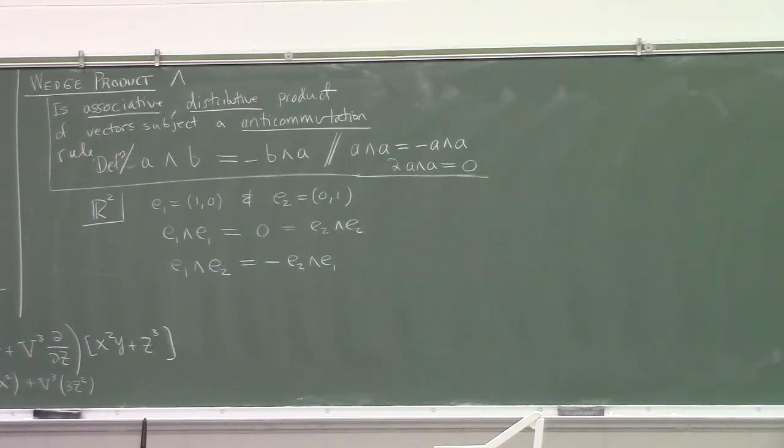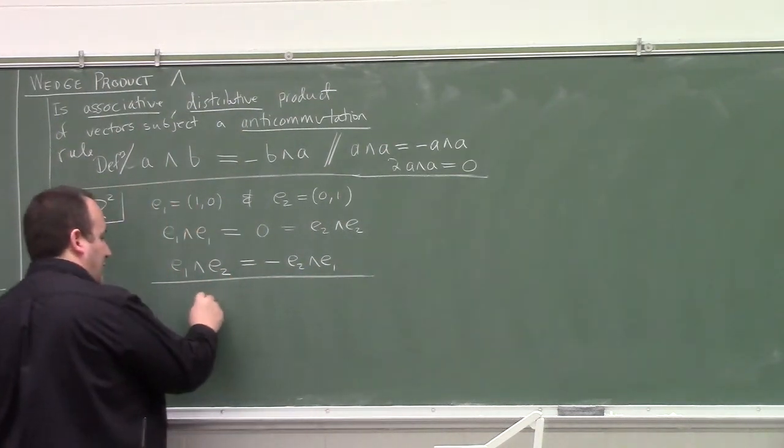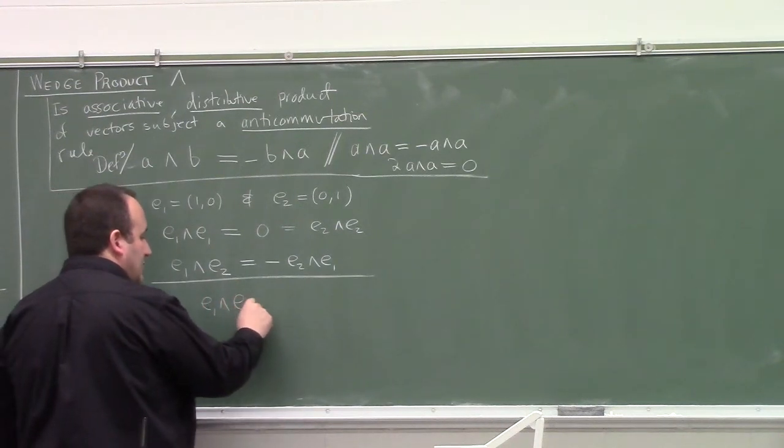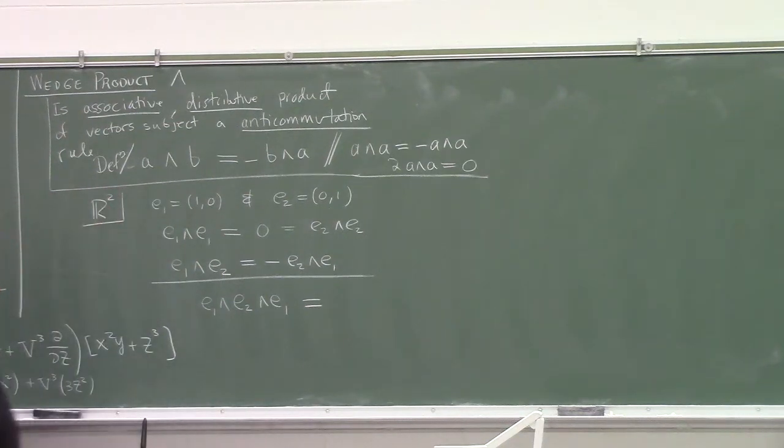Why can't you have three things? Let's suppose you take three vectors, right? Like E1 wedge E2, let's do wedge E1, then what happens? Why is that 0?